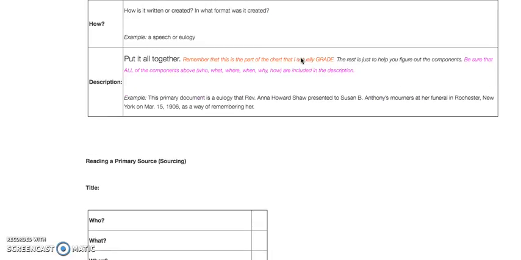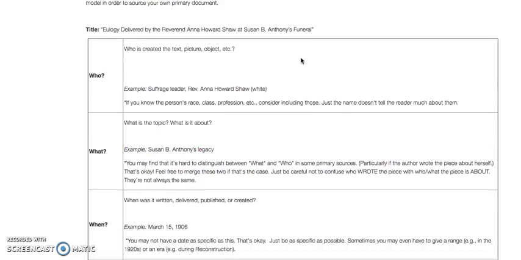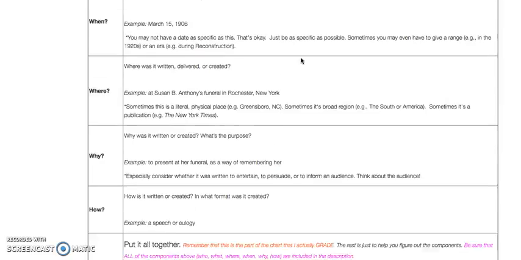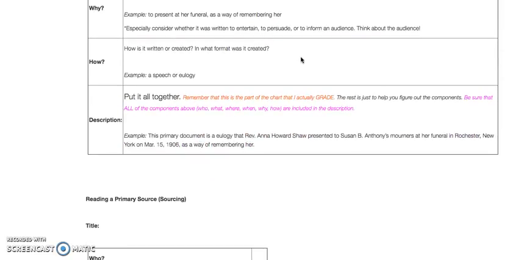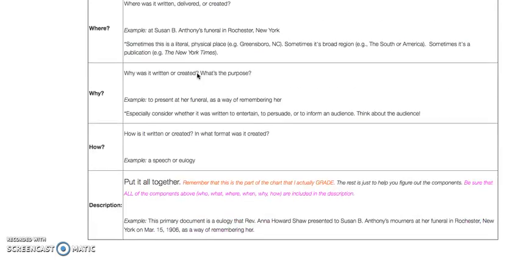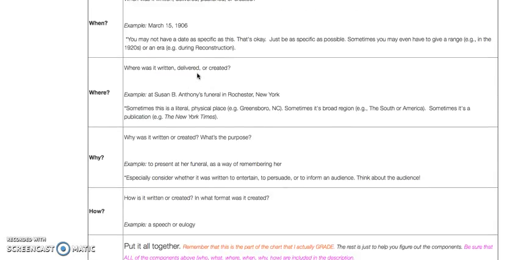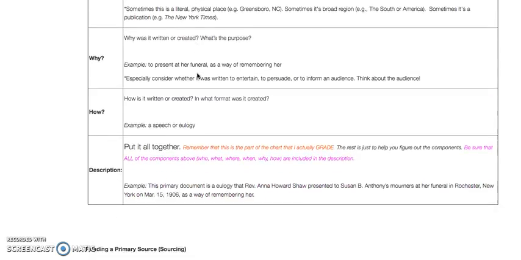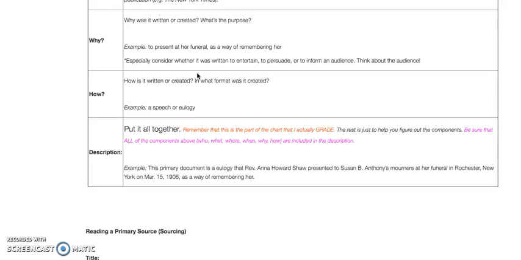And then finally, this is the part that I grade. All of this part up here is for your benefit in order to do this part properly. For the description, you're going to put it all together. What you should not do is put information in this box that you didn't put in these boxes above. So essentially, it's like a math problem. You're just going to add who plus what plus when plus where plus why plus how to get the description.